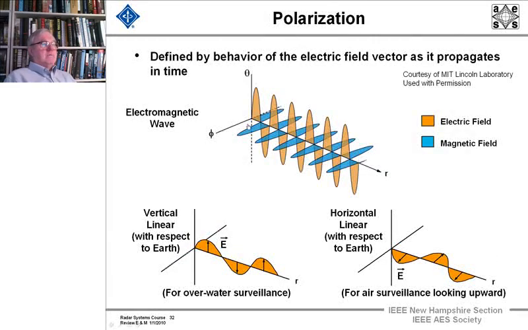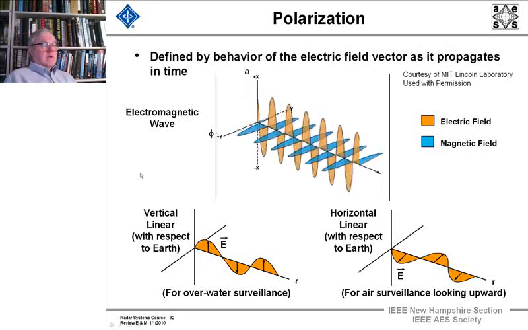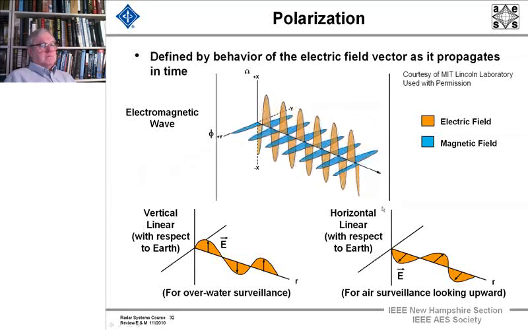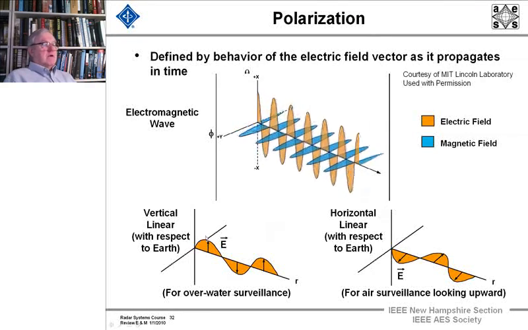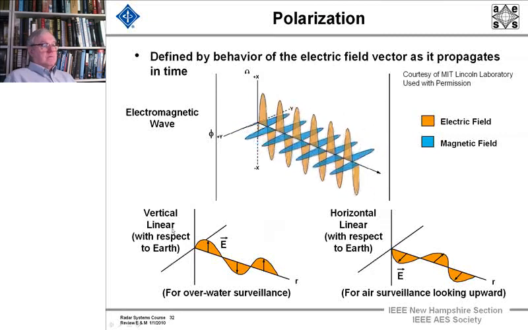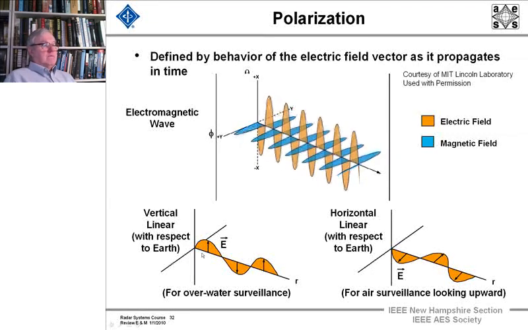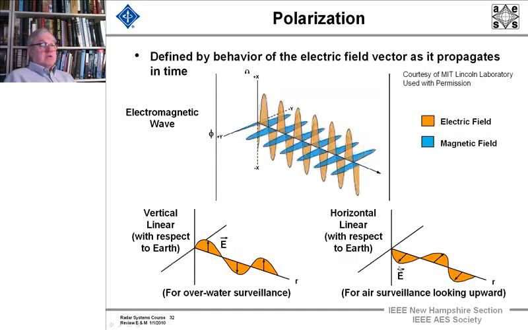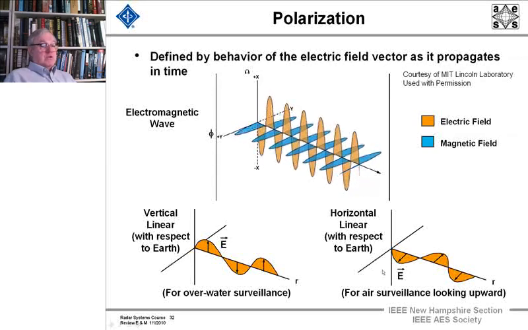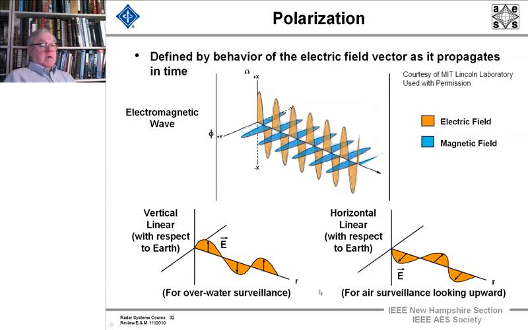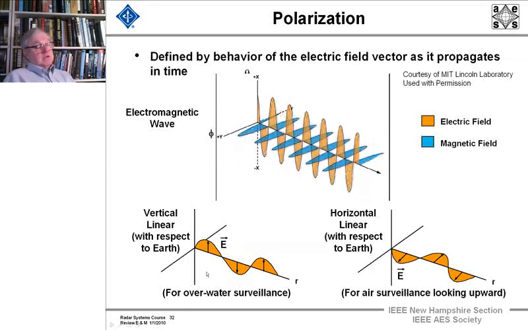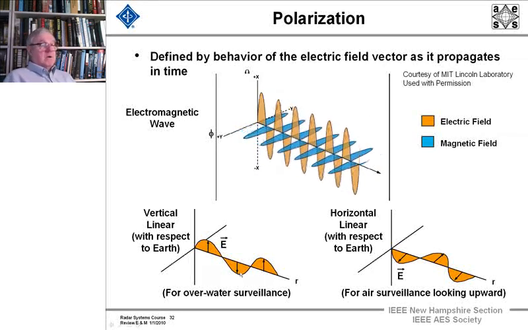Now here is a simple plane electromagnetic wave, and you can see our little cartoon working. You can see it transmitting out. Now a vertical polarization is when the electric field is vertical with respect to the Earth, and horizontal polarization is when it's horizontal with respect to the Earth, and I explained why for air surveillance radars. And over water, you'd use a vertical polarization because the background clutter is less over water.